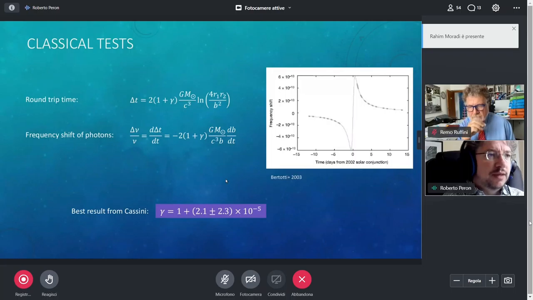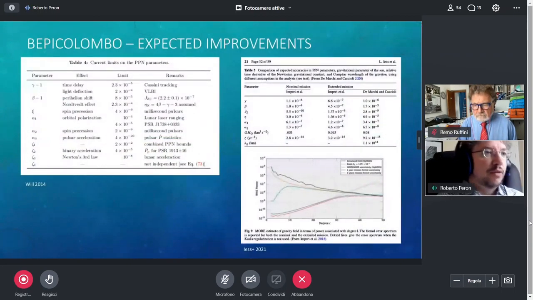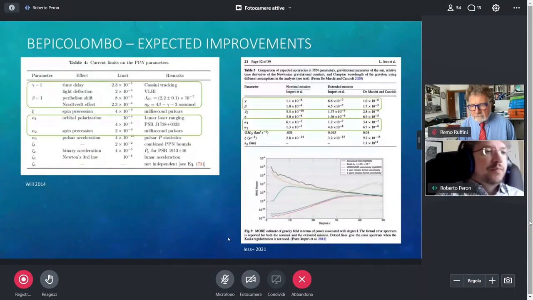Just to compare, these are two tables, one taken from the review of Will in 2014 and the other from a very recent article by Luciano Iess and collaborators. And you can compare the current best limits on the PPN parameters, gamma, beta, and the alpha ones, and what is expected from BepiColombo in the future.